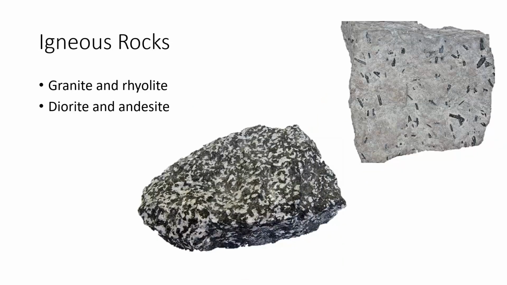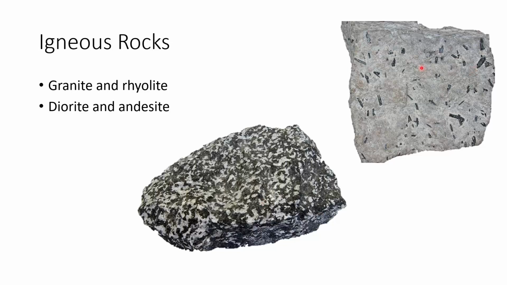Next, we have diorite and andesite. Diorite and andesite are both intermediate in composition. Diorite is coarse-grained. Andesite is fine-grained. Observe in the diorite the visible interlocking crystals.